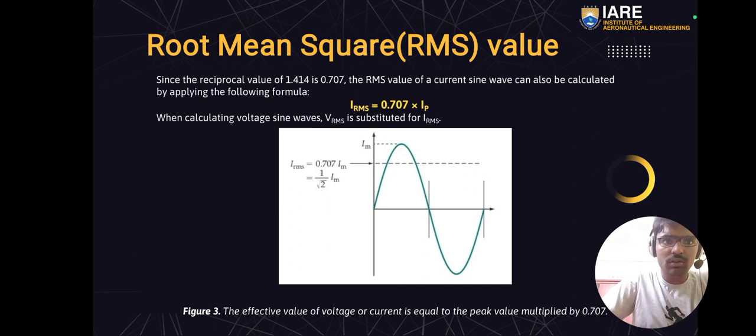Since the reciprocal value of 1.414 is 0.707, the RMS value of a current sine wave can also be calculated by applying such a formula. When calculating voltage sine waves, V RMS is substituted for I RMS, voltage root mean square for current root mean square. Here is a small graph where we can see the current, such that I RMS can be shown at the positive end, 0.707 times Im, where Im is the peak.